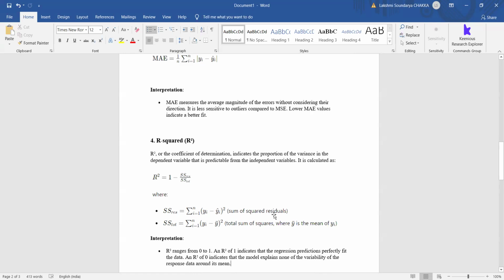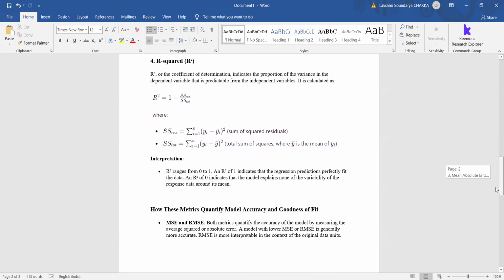That is the sum of squared residuals. Again, SS total: here we are finding the total sum of squares, where y-bar is the mean of yi. If we have, suppose, 10 or 20 values, how do we find the mean? It's the same way: y-bar is the mean of the yi values.